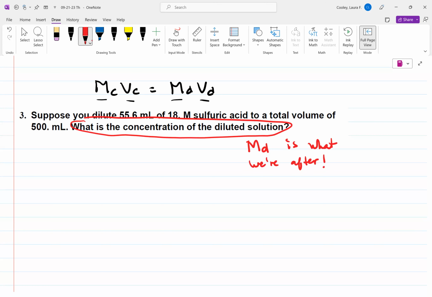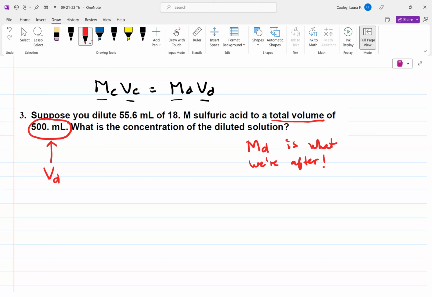Okay, so now we have all kinds of other quantities in this problem. Suppose you dilute 55.6 milliliters of 18 molar sulfuric acid to a total volume of 500 mils. So what does that make this total volume here? What variable is that going to be? Volume of what? Of the diluted solution. And by the way, it won't be 555, because you're diluting to a total volume of 500.